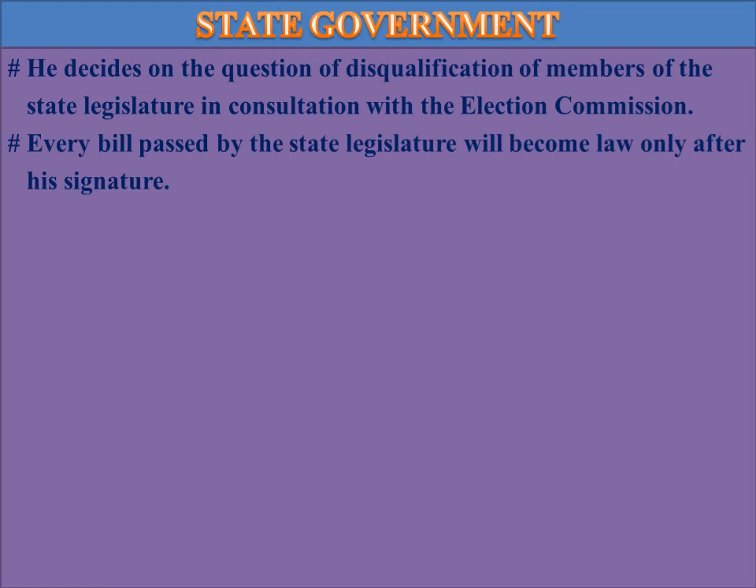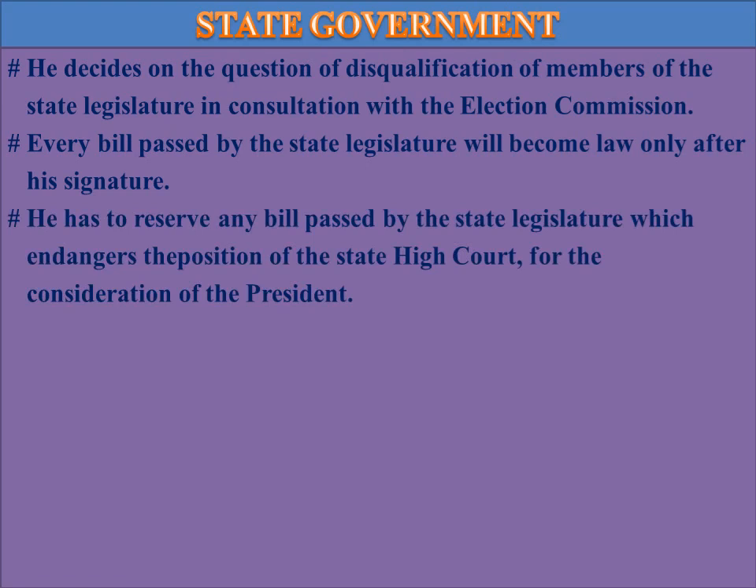The next is every bill passed by the state legislature will become law only after his signature. When the bill is sent to the governor after it is passed by the legislature, he has the option to give his assent to the bill, withhold his assent, or return the bill for the reconsideration of the legislature. He has to reserve any bill passed by the state legislature which endangers the position of the state high court for the consideration of the president.